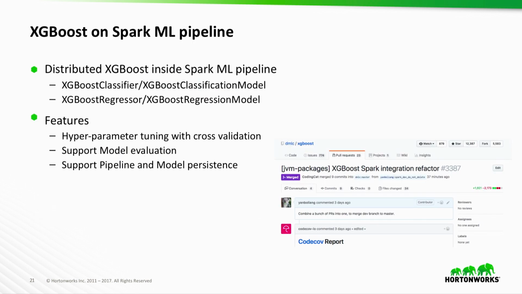Okay, the second issue is how we make XGBoost run in the Spark MLlib pipeline, because the pipeline has a lot of facilities to help us do cross-validation and model persistence. On the XGBoost side, we will wrap two kinds of algorithms and models: the XGBoost classifier and classification model, and the regressor and regression model.